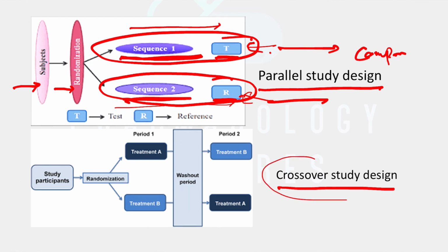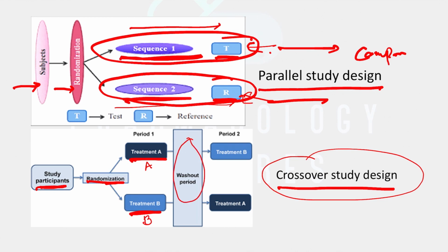Right. Now what is crossover study design? Here you are including study participants or subjects. You do randomization and make two groups. Here group 1 receives drug A, group 2 receives drug B. But after some time, you give a washout period, meaning after some time, for example 15 days or 5 days, the drug is interchanged. Now the same group A receives drug B and group B receives drug A.